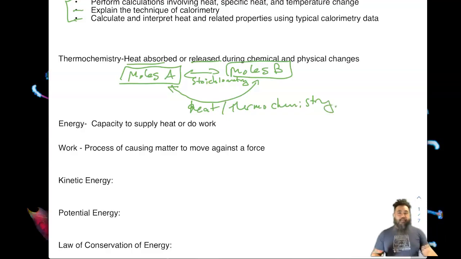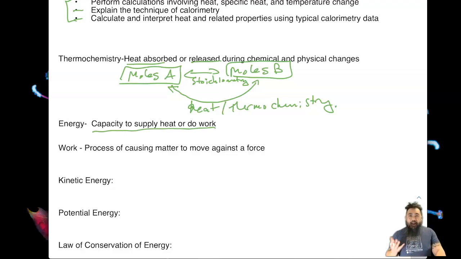So here are some definitions that we are going to use for today. Energy is the capacity to supply heat or to do work. Work is a very important concept for thermochemistry because we are going to cause some sort of matter to move against some sort of force. So we will see this quite a bit. You may see a gas that's expanding against a piston, but in most cases, we're looking at the kind of work that our chemical reactions can do, particularly with things like redox reactions.